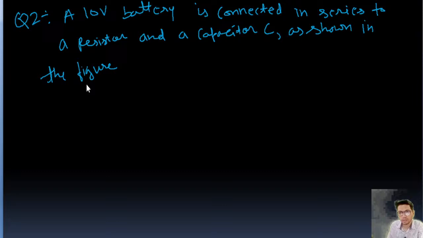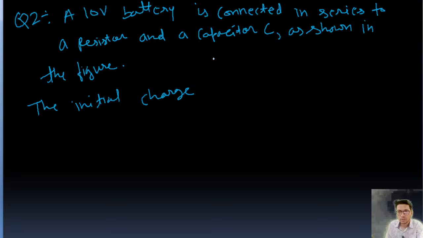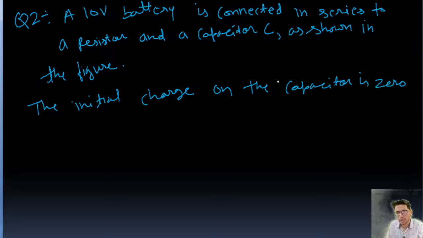Okay, I'll draw the diagram. The initial charge on the capacitor is 0. The switch is turned on.